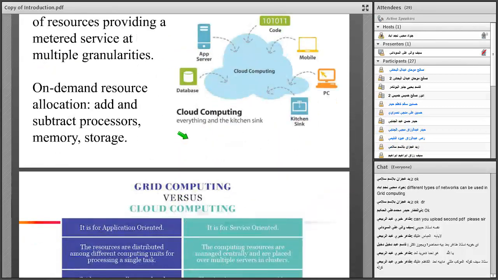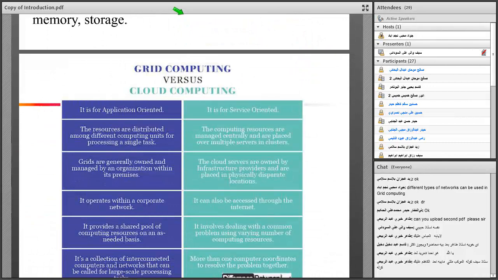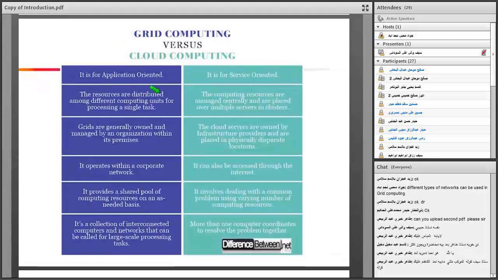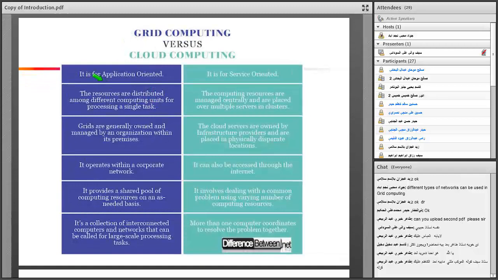I'm going to say something about the differences between grid computing and cloud computing. Grid computing is application oriented, but cloud computing is service oriented. In grid computing, the resources are distributed among different computer units for processing a single task, but in cloud computing, the computer resources are managed centrally and are placed over multiple servers and clusters.